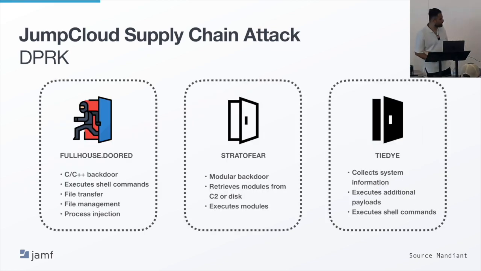Some of the backdoor components of this JumpCloud supply chain attack: you see Fullhouse, Stratosphere, which is a very modular backdoor to retrieve modules from the C2 and execute them, and also Tie-Dye. If you're interested in reading more about this, Mandiant did a really good write-up on the JumpCloud supply chain attack.